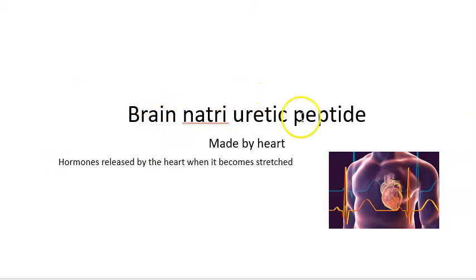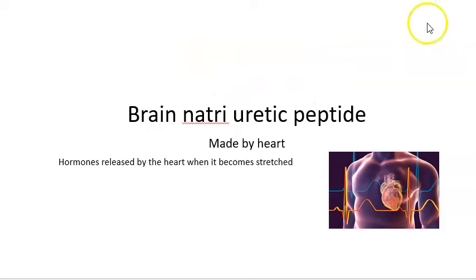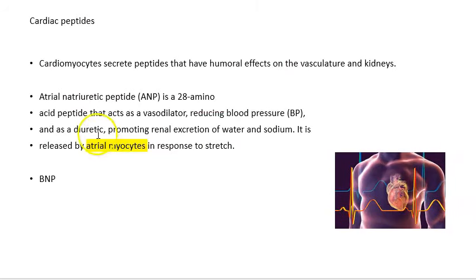So what is brain natriuretic peptide or BNP? BNP is a hormone made by the heart. It is usually made by the heart when the heart is stretched. So you understood, it is going to help in diagnosis of something. So when the heart stretches, it is producing these natriuretic peptides.